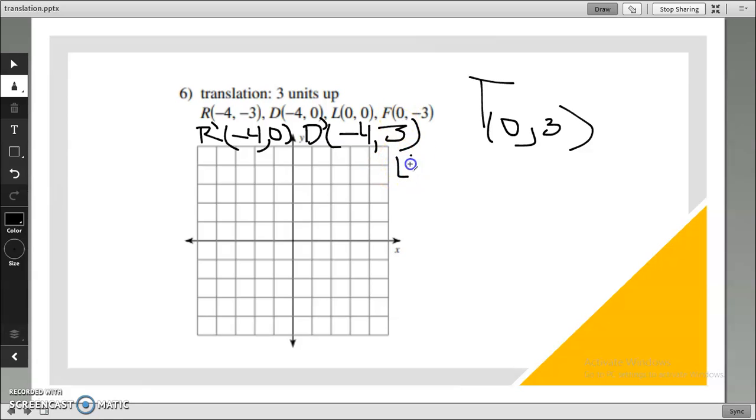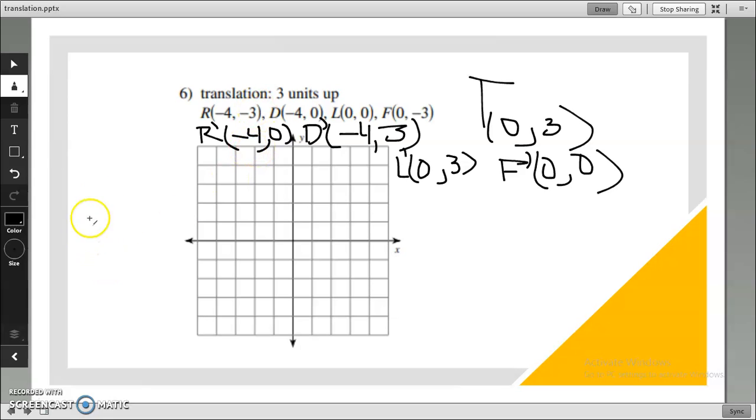I am too sloppy of a writer, so L prime is 0. Adding 3 plus 0 is 3. And then F prime, we have 0. Nothing happens to my x. -3 plus 3 is 0. So let's plot these points.